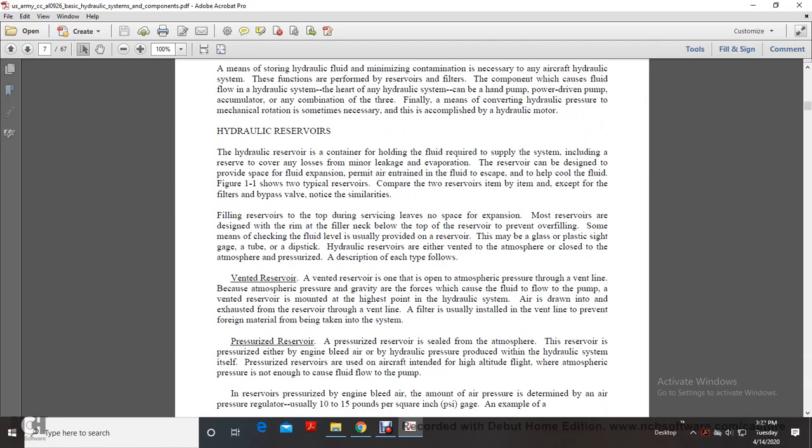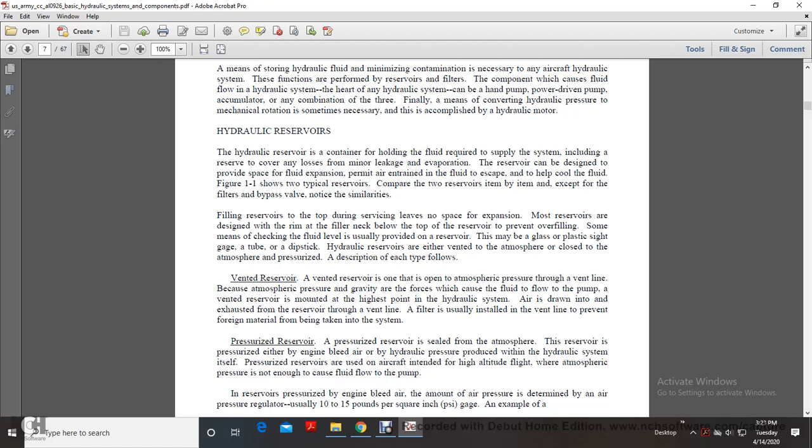Hydraulic reservoirs. A hydraulic reservoir is a container holding the fluid required to supply the system, including a reserve to cover any loss from minor leakage and evaporation. A reservoir can be designed to provide space for fluid expansion, permit air entrained in the fluid to escape, and help cool the fluid. Figure 1.1 shows two typical reservoirs. Comparing the two reservoirs item by item, except for the filters and bypass valve, there are no similarities.